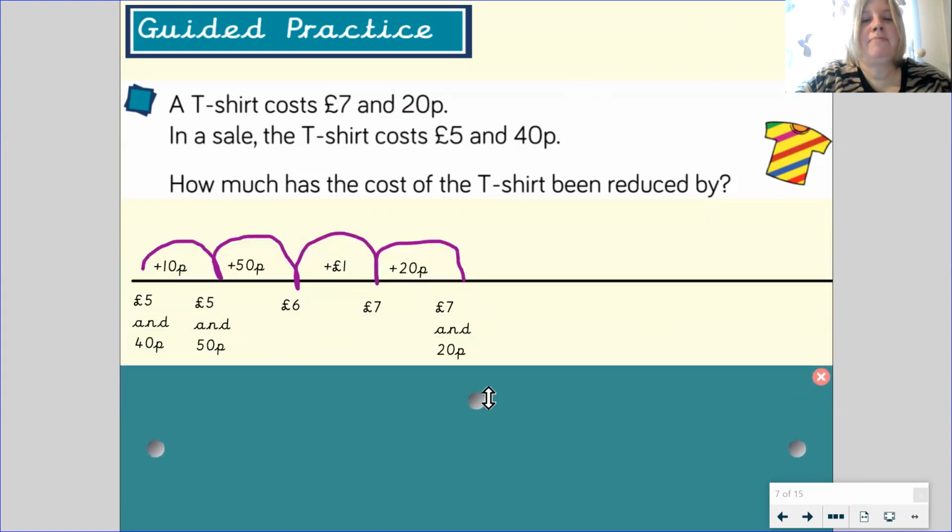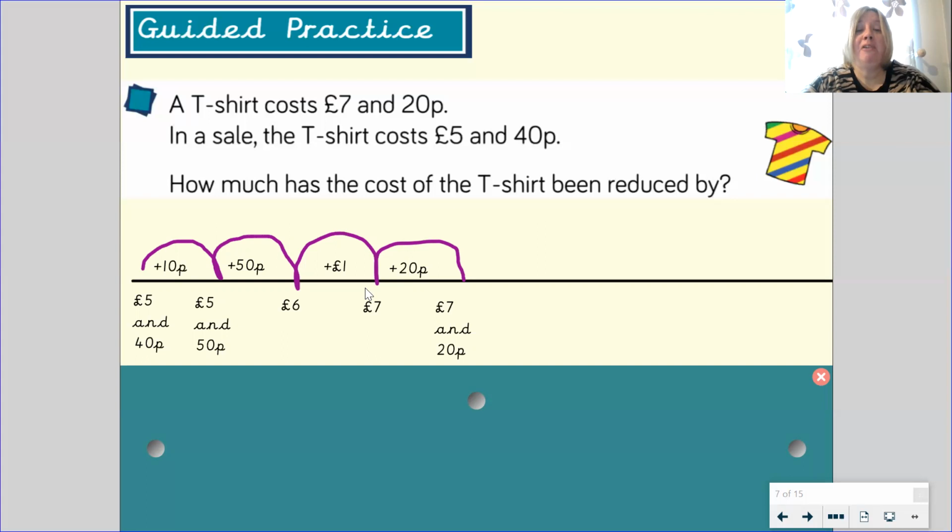Let's look at my number line. So I've started with how much the t-shirt costs in the sale. The t-shirt cost £5.40. And to help me make that next pound, I've added 10p to give me £5.50. Then I've thought about how much money I need to make £6. So I've added 50p. Then I've thought about how much I need to add to make £7, and I would add £1. Then I've thought about how much I would need to add to make £7.20. So I would add 20p.